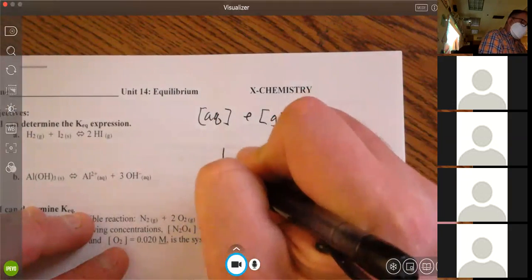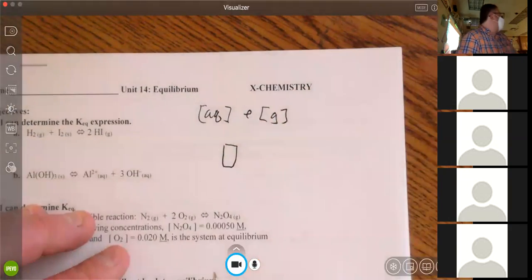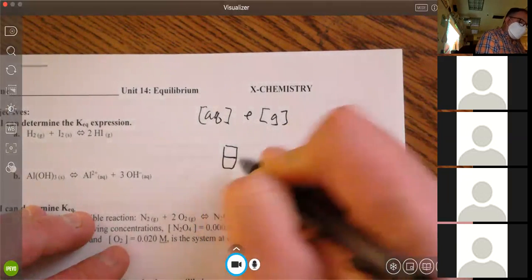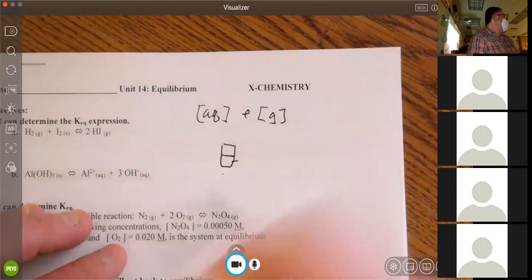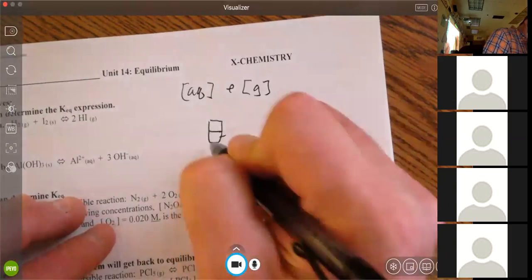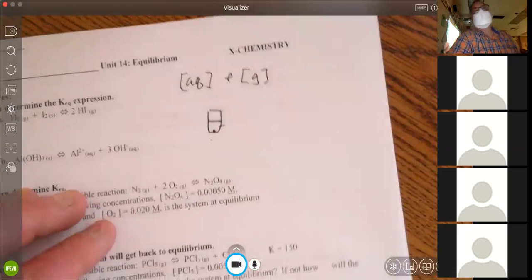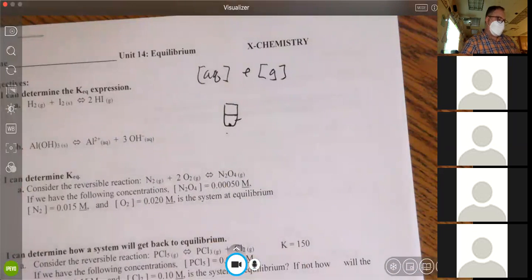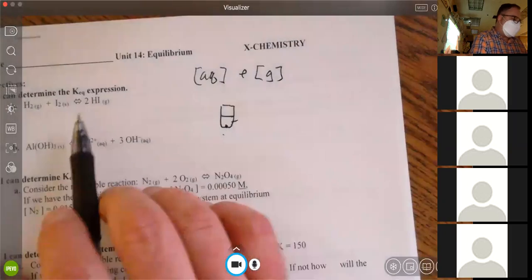Liquids, not so much. So liquids are just sitting there. Let's just imagine that this is a pure substance. Not really a concentration. It's there or it's not. Solids, same thing. So we will be ignoring liquids and solids in a lot of these reactions when we're solving for equilibrium.